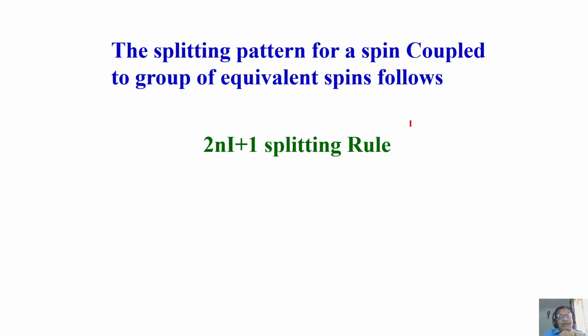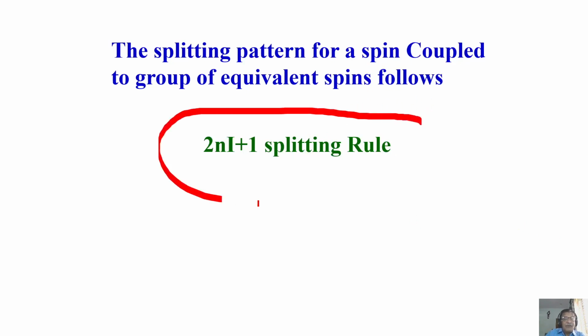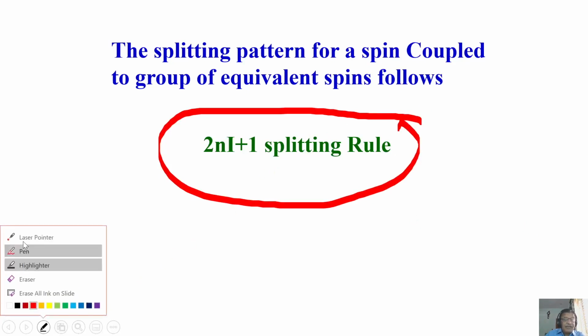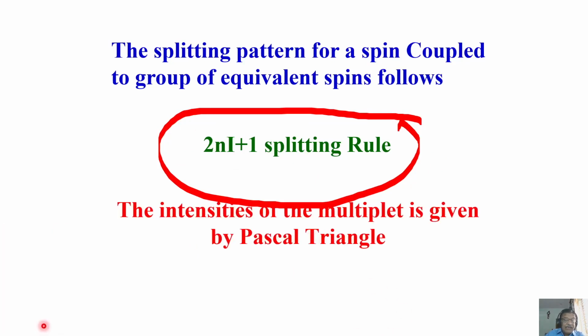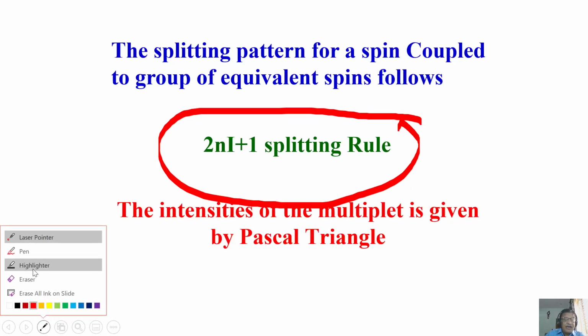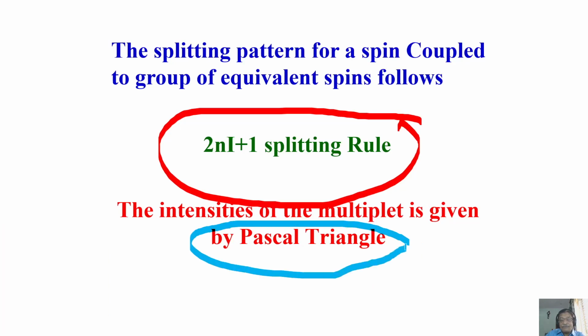Remember in this slide when I was briefing you about the salient points of scalar coupling, I made one statement: that coupling among a group of equivalent spins is given by the 2nI plus 1 rule. I also said that the intensities of the multiplet are given by Pascal's triangle.